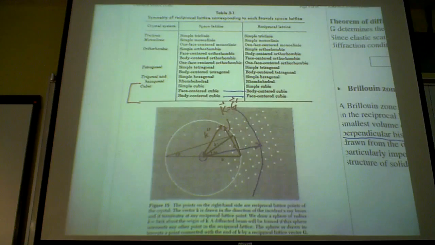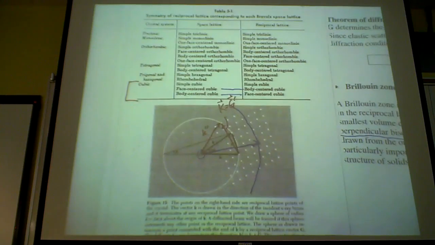So you have to be a little bit careful. Both the big A and the small a vector, they don't necessarily point in the same direction, oftentimes they don't, when you're talking about reciprocal space. Okay? And how do you use it?